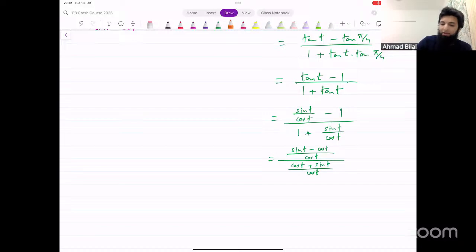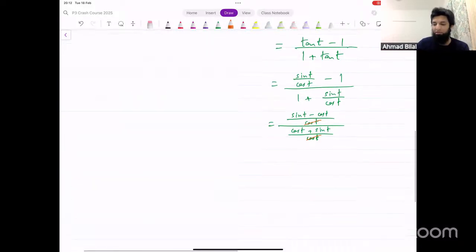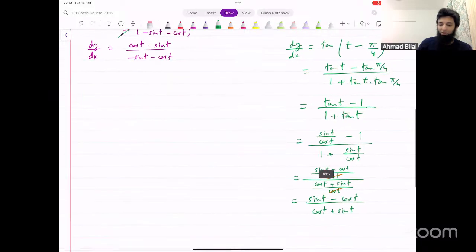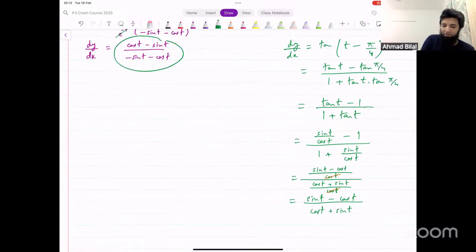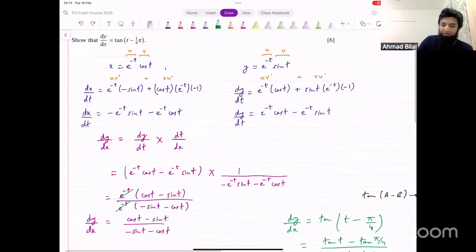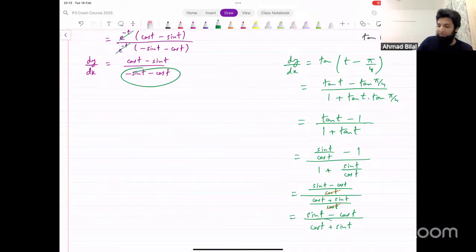All right. And now cos t and cos t get cancelled. What are we left with? Sine of t minus cos of t divided by cos of t plus sine of t. So what we were getting there is something very similar, but there's still a slight difference. In the numerator, we have cos t minus sine t. They have sine t minus cos t. In the denominator, we have minus sine t minus cos t. They have cos t plus sine t. How do we go from that form to this form?